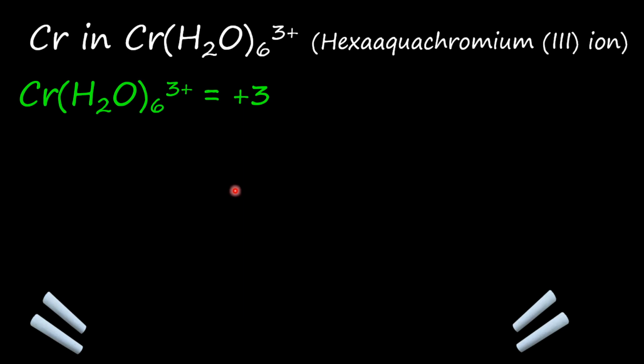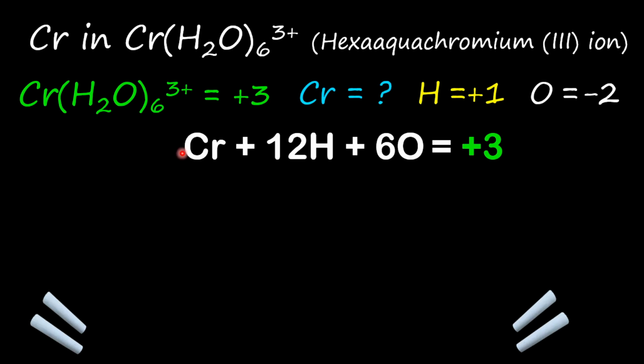Now, let's lay this out real quickly. And so here, remember that the total charge on this ion is positive 3. We want to find chromium in this case. Hydrogen is positive 1 in this case, and oxygen is negative 2. Now, putting it all together, we will have Cr, which is for chromium, plus 12 hydrogen, because remember the 6 multiplied by 2, that is 12. And for oxygen, it is going to be 1 oxygen here multiplied by 6, which gives us 6. And all of this is equal to a positive 3.